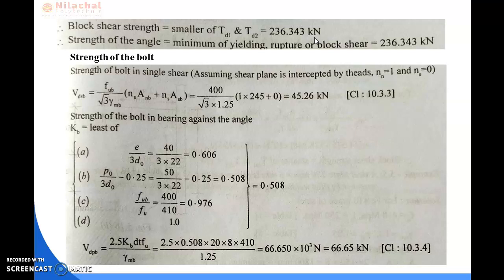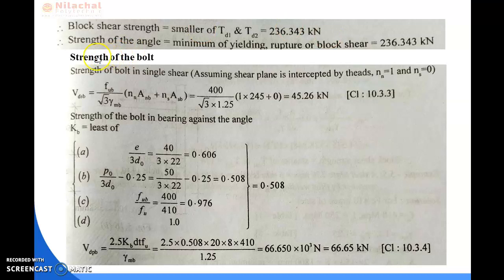So now the strength of the total angle section is equal to the minimum strength of the yielding, rupture and block shear. Hence, the minimum value of the strength is coming out as the block shear strength, which is 236.343 kilonewton. So this is about your strength of the angle section.